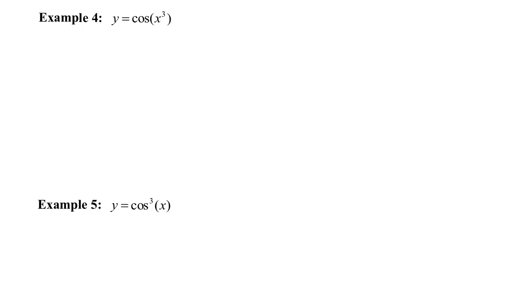All right, we've got another example here. Once again, I'm going to do this both ways, so you can see the traditional way and then the quicker way. So we've got cosine of x cubed.